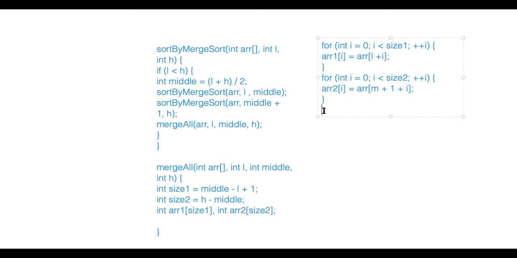So how will we merge? We will take 2 values. We will say int i equal to 0, int j equal to 0, right? And then we will start from the lowest position. We have to do this comparison unless one of the arrays gets exhausted. So we will say while i is less than size 1 and j is less than size 2.